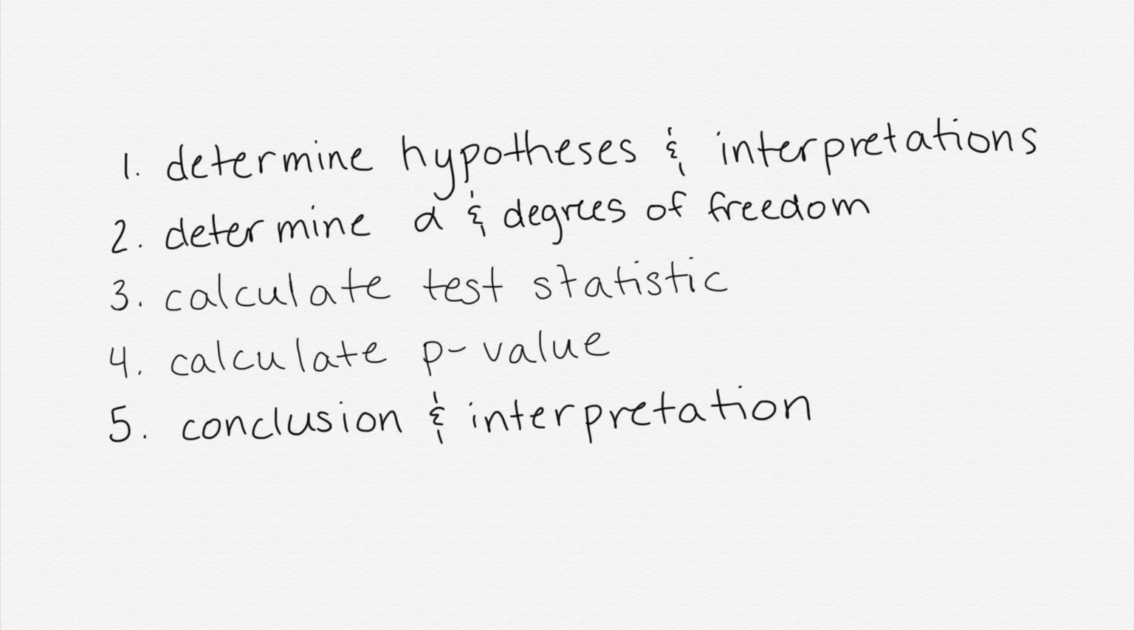The first step is to determine your hypotheses and the interpretations of those hypotheses. The second step is to determine alpha, which is the level of significance, and the degrees of freedom. The third and fourth steps kind of go together, and those are calculating the test statistic and the p-value. And finally, in the fifth step, we draw a conclusion from comparing the p-value to alpha and interpreting that conclusion.